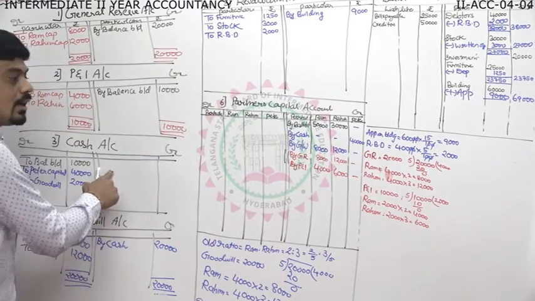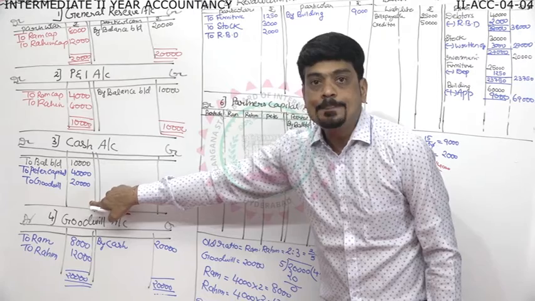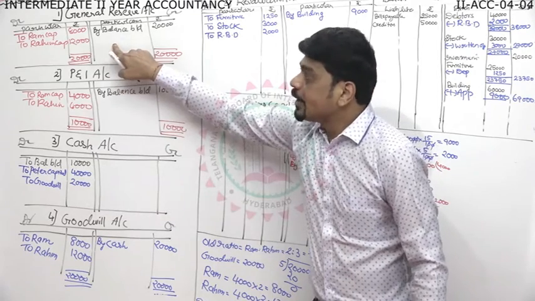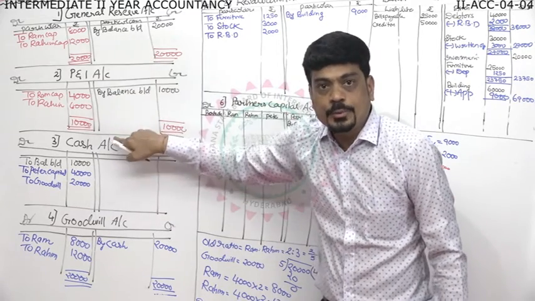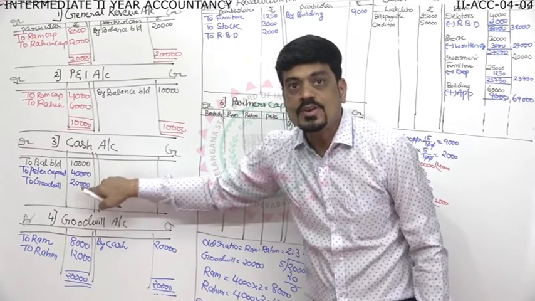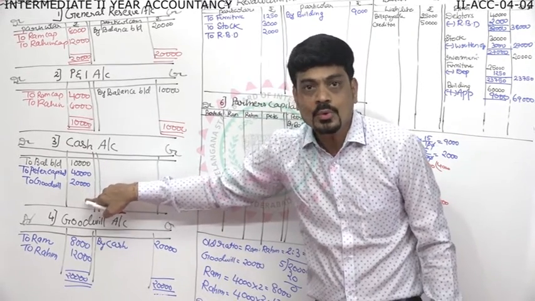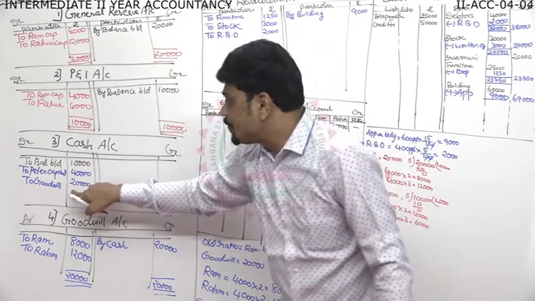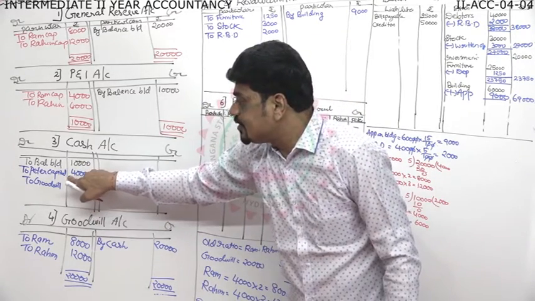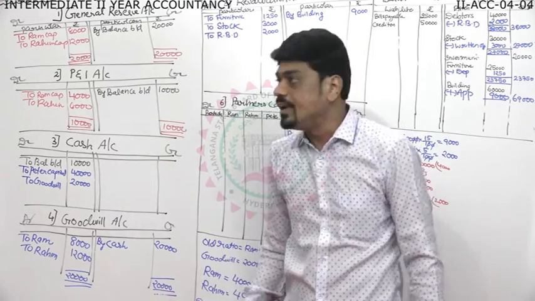Then the third account is the cash account. Cash account should be balanced. Accumulated profits were distributed. In the sense, we want to know how much is the balance of cash after the admission of the new partner. So on the debit side, if you see 40 plus 20, 60 plus 10, 70. So we have the new balance of cash, 70,000.